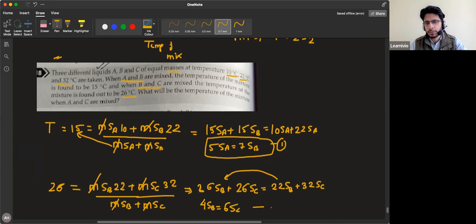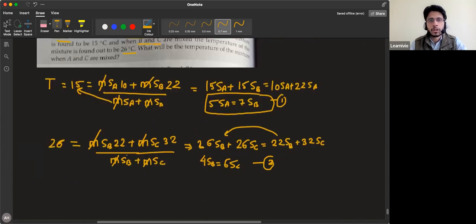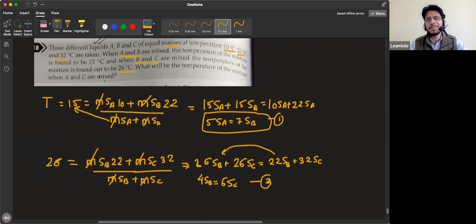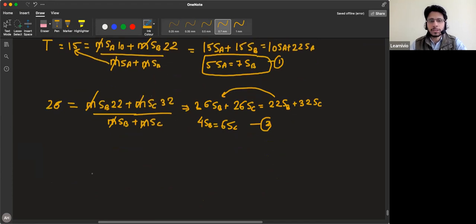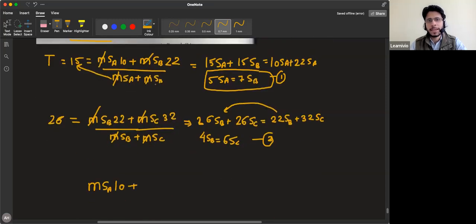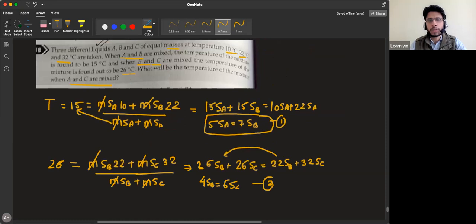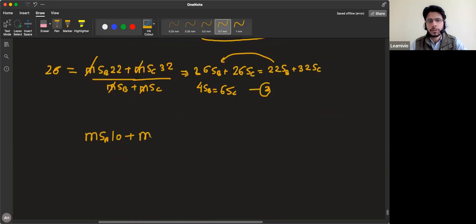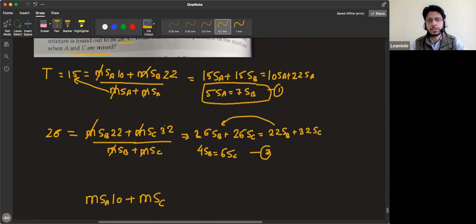This is the second equation. Am I right? This is 4, and this is 6, yes. Now, what will be the temperature when A and C are mixed? When A and C are mixed, it's mass of A, specific heat of A, temperature of A. What is the temperature of A? That's 10. A and C you are mixing. So mass of C is M, specific heat of C is SC, and the temperature of C is 32.